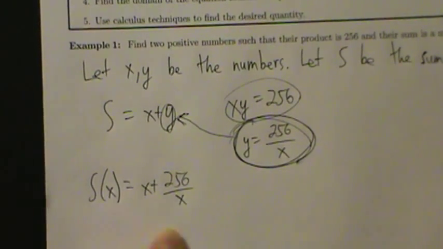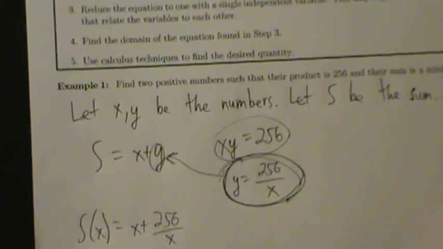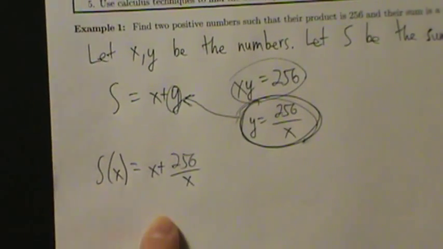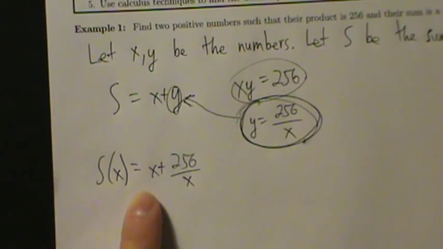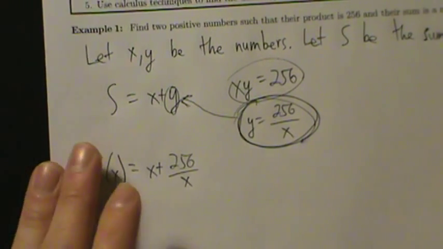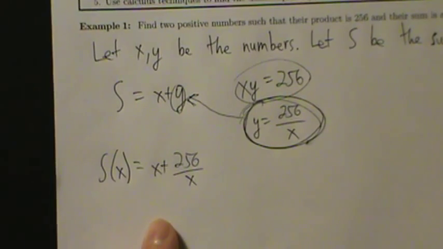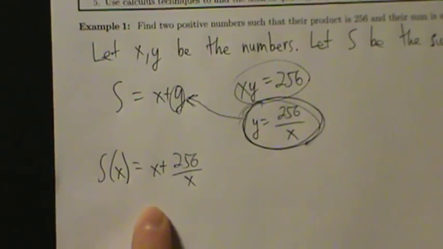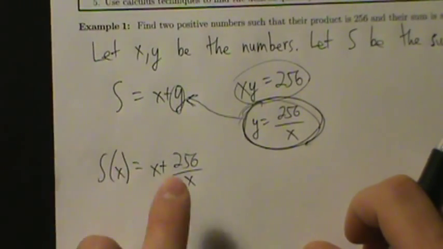And we know how to maximize and minimize stuff like that, right? So that's good. Now before we do that though, step four, find the domain of the equation found in step three. Really this is just a function of one variable, and we have to find the domain. We have to be careful because we do have additional restrictions besides just the restrictions that we get from looking at the function. Here, the only restriction that we get from the function is that x can't be 0.